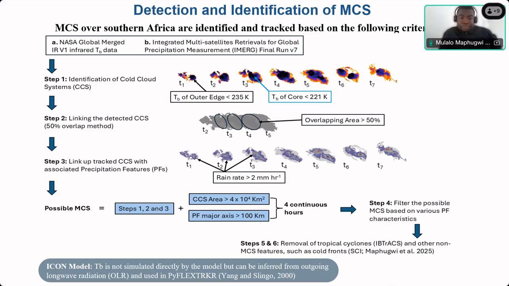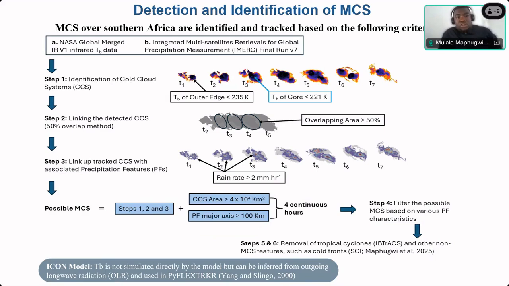And then obviously with the cold cloud shield, it needs to have a certain area, and with the precipitation, it needs to have a certain extent. So with the cold cloud shield, it needs to have an area of about 40,000 kilometers squared, and then we tend to keep that as a mesoscale convective system. If it doesn't follow all those guidelines, you tend to discard it as just a cold cloud shield system.